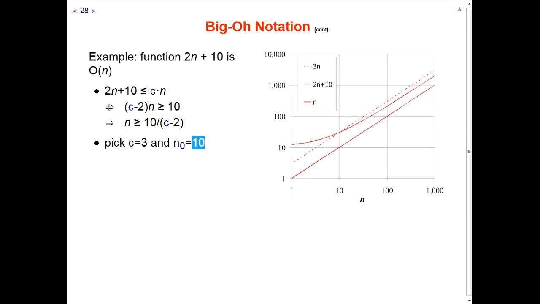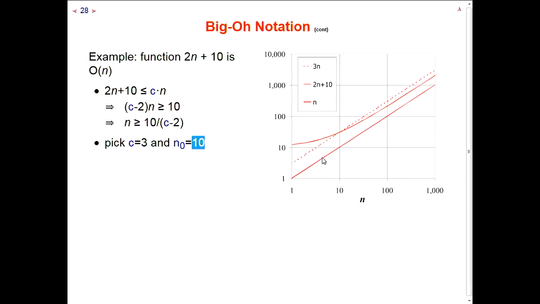You can see that for n equals 10, the result is 30, and this is smaller or equal to 3 times 10, 30. And if n is greater than 10, then you will always have that this left-hand side is smaller or equal to the right-hand side. Now we can see that here in the growth scale, this line below is our function g, this function n.